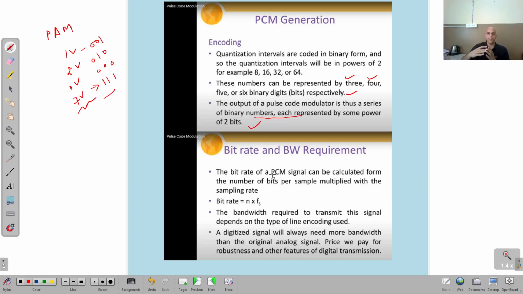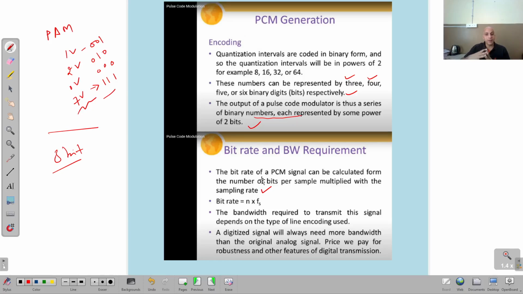Now the bit rate of a pulse code modulated signal can be calculated from the number of bits per sample multiplied by the sampling rate, right? So bit rate is equal to the number of bits per sample times the sampling rate. So if here we are using 3 bits per sample in this particular case, it will be 3 bits multiplied by the sampling rate, fs. So it will give me the total bit rate, right?